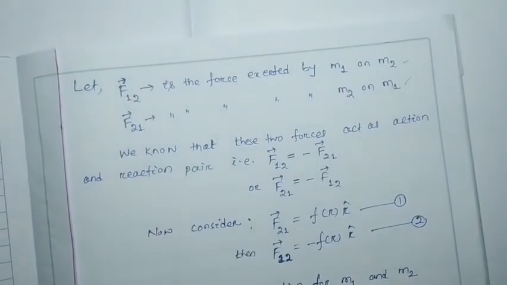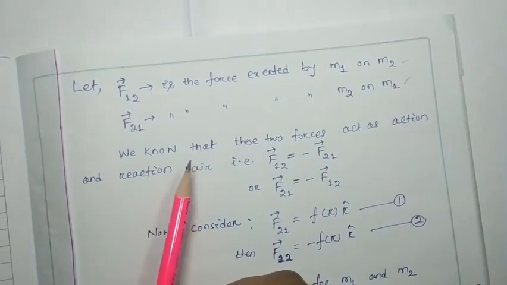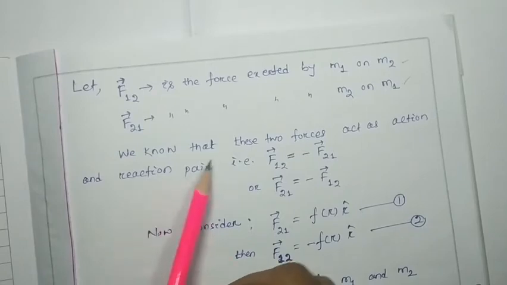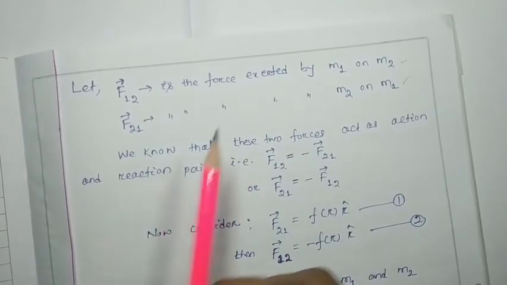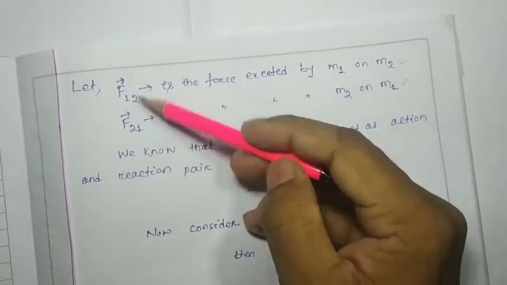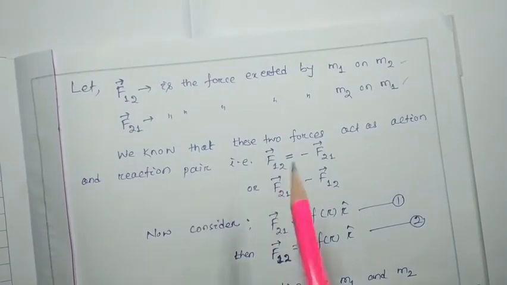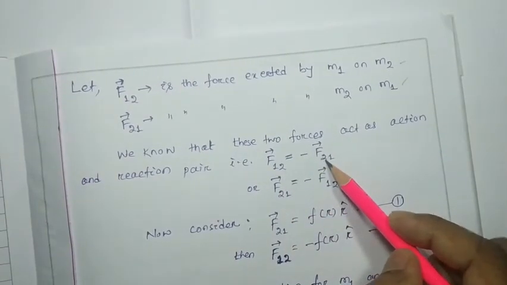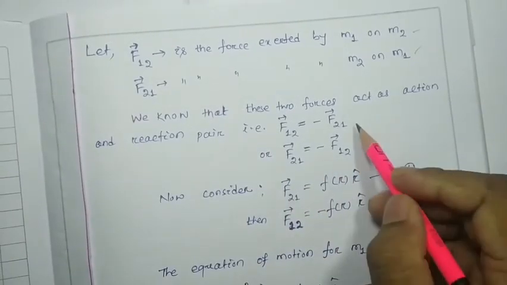We know that at the beginning of the gravitational chapter, or Newtonian mechanics, in the video on Newton's law of gravitation, we explained that both the forces are an action and reaction pair, right? That means F12 equals minus F21, or we can write F21 equals minus F12. These things we have already discussed.